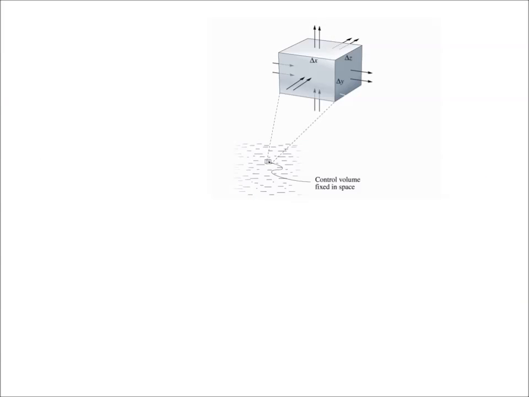Okay, using the fluxes that we defined, we are now going to do the details of the energy balance on a control volume. So this is my control volume. Again, I remind you the size is delta x this way, delta y this way, and delta z this way.